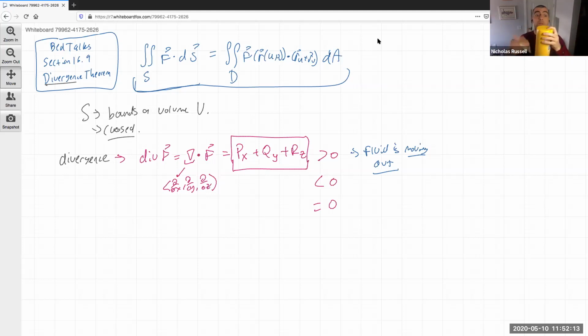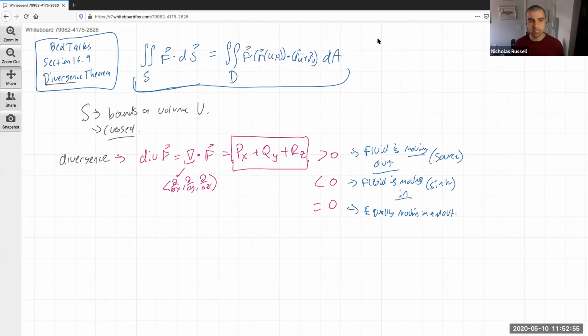If more fluid is leaving the surface rather than coming in, we say that the divergence is positive. If it's negative, we say fluid is moving in. So we call this a source up here, and we call this a sink. That means that more fluid is moving into the surface rather than out of it. And lastly, if it's 0, we say that fluid is equally moving in and out.